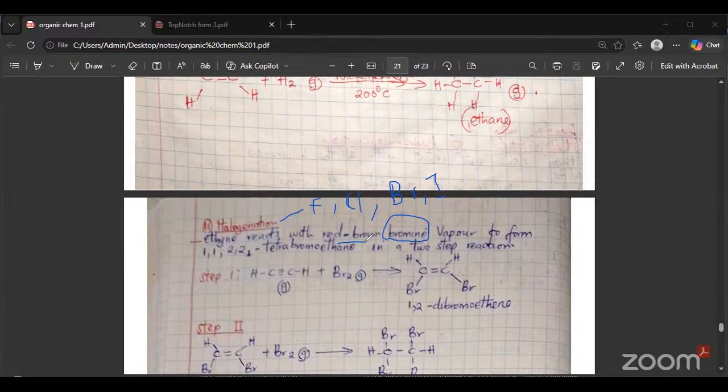So ethene actually reacts with red-brown bromine vapor to form, following the same way you were given for hydrogen. With the first bromine it forms 1,2-dibromoethane, not ethene. But if you had 2 moles of bromine, it now forms tetrabromoethane. And this one is normally used somewhere. I don't know if you remember.